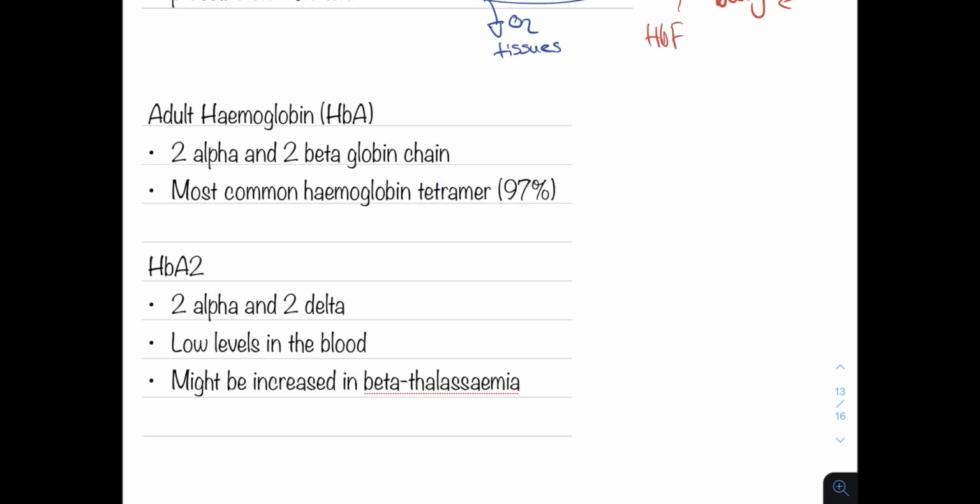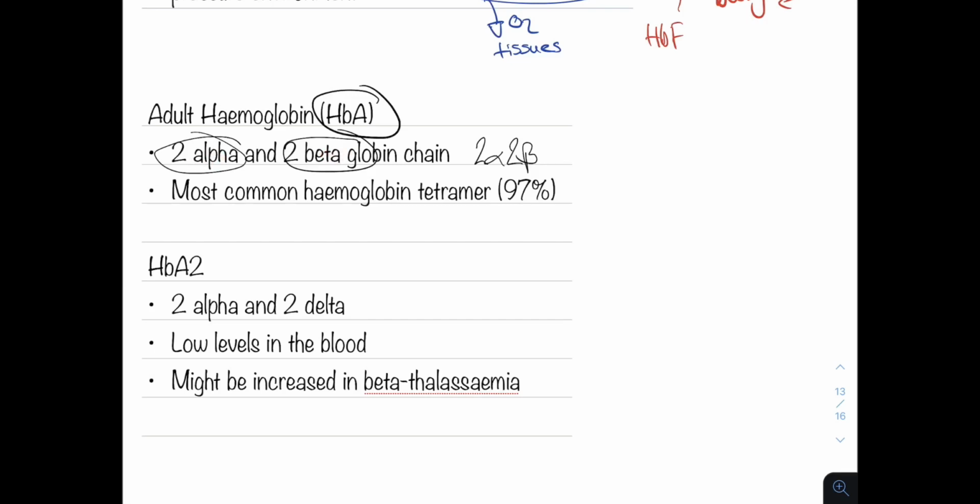Another type of normal hemoglobin is adult hemoglobin, abbreviated as HbA. Now this contains two alpha and two beta globin chains. So that's written as two alpha and two beta. This is the most common hemoglobin found in the blood. Just to refresh our memories, remember we said that each hemoglobin has four subunits. So in this case, it'll be two alpha and two beta.